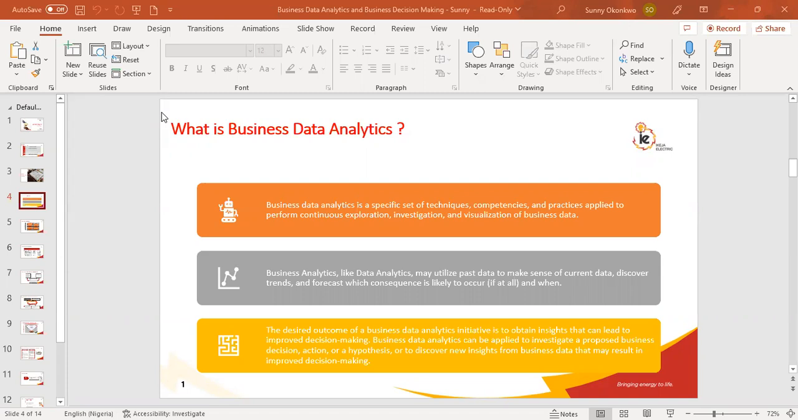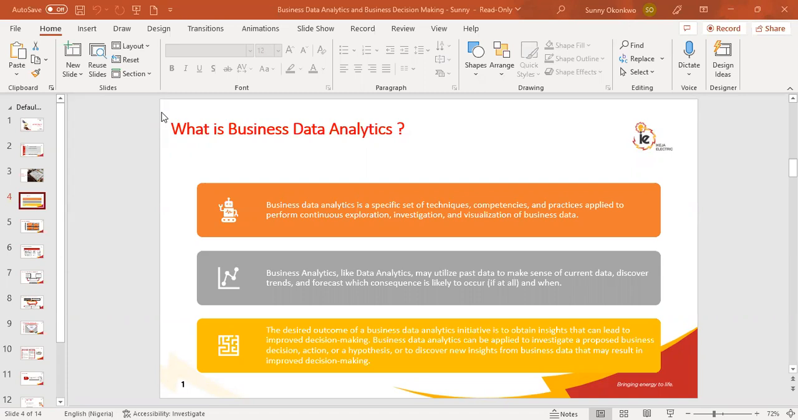So the desired outcome of a business data analytics initiative is to obtain insight. That is the desired outcome. With all the analysis you've done and all the technical skills you've acquired, the end goal is to get insights that can lead to improved, better, advanced decision making in a company, anywhere, even in your life as an individual. You should be able to do that now.